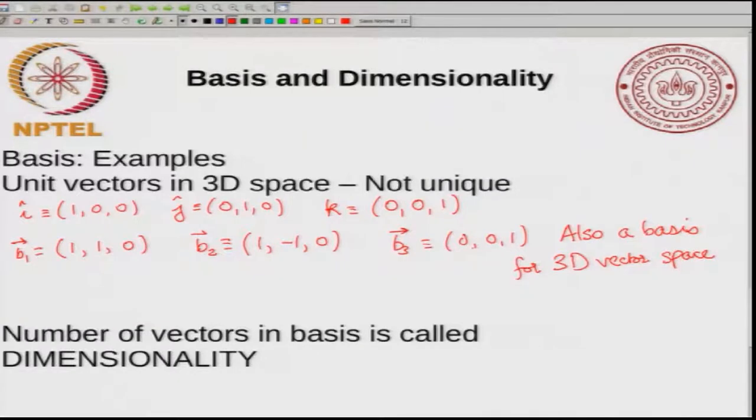Okay. Now, b 1 and b 2 are linearly independent, but I cannot express an arbitrary vector as a linear combination of b 1 and b 2, because whatever linear combination I take of b 1 and b 2, the z component will always be 0. Okay. So, just b 1 and b 2 cannot form a basis, you need b 1, b 2 and b 3 to form a basis. So, you need the three vectors to form the basis.